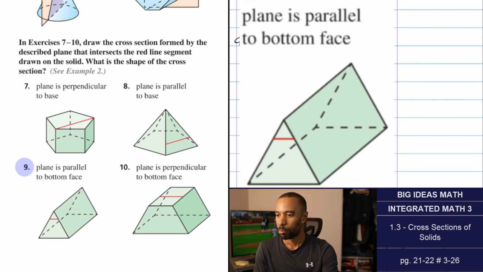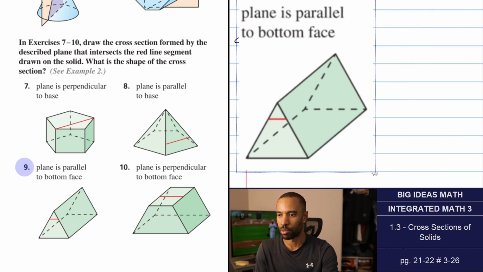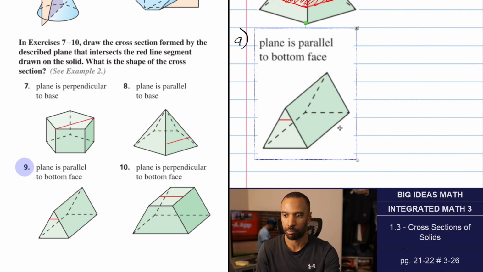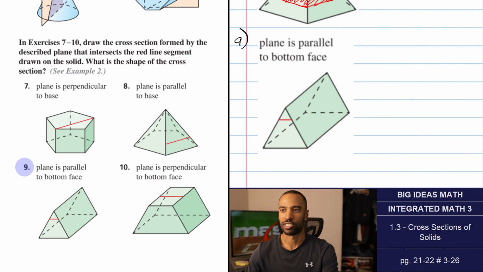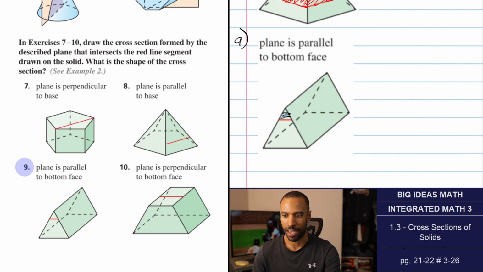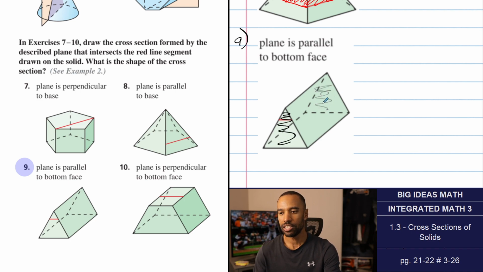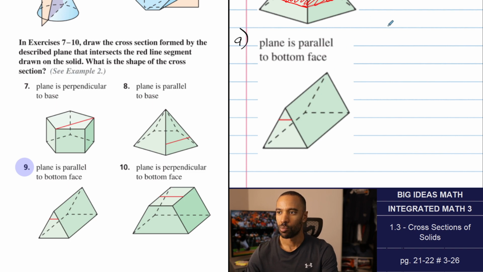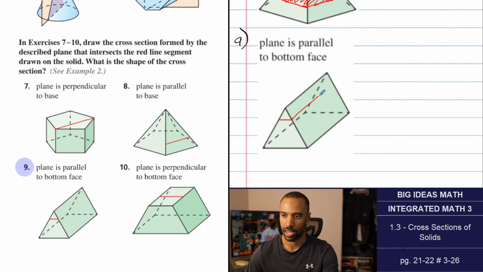Number 9, plane parallel to the bottom face. So the bottom face, remember this is a triangular prism. This is not a pyramid. But that doesn't make this thing on the bottom a base. In fact, this is a base and this is a base. That's neither here nor there. The point, though, is that this cross-section is parallel to it. So when we run parallel, let's stay along the faces of what happens. We're going to come on this other side over here and through here and out here like that.